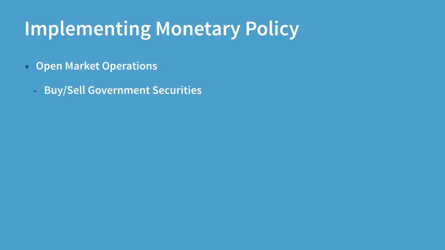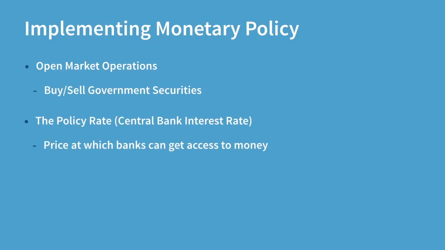The next tool they have is the policy rate, which is the rate at which they lend money to other banks. In the US, it's called the discount rate. In Europe, it's called the refinancing rate. If they drop the policy rate, then they increase the money supply and promote lending.